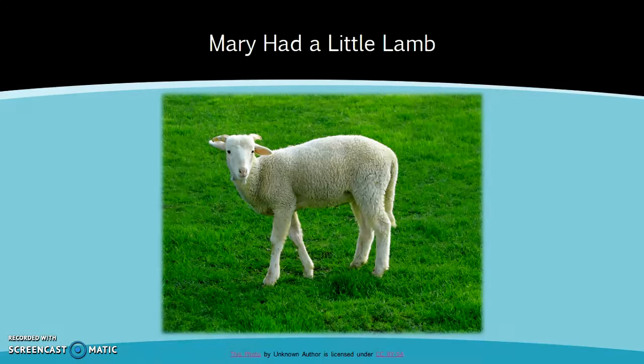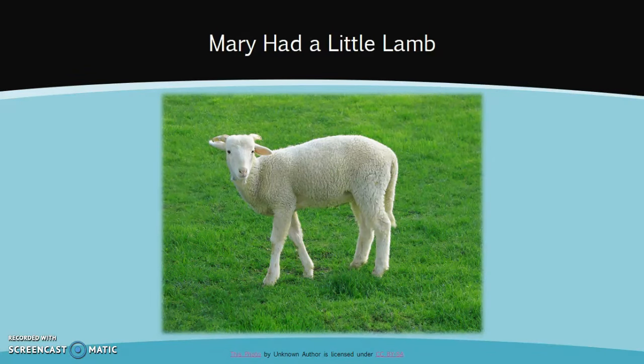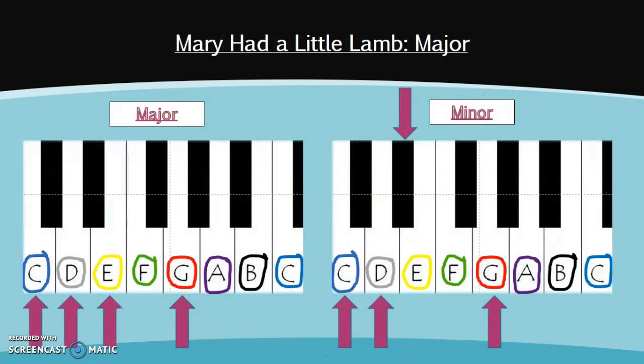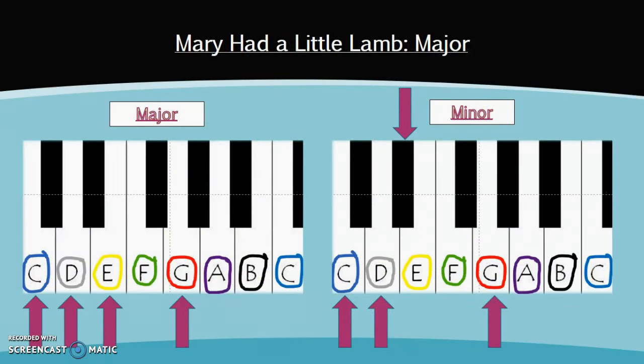Mary Had a Little Lamb uses the notes that we learned about previously on the piano. On our slide to the left we see major, and it uses blue C, gray D, yellow E, and red G. However, if I substitute one of those notes, in this case yellow E, to that black key on the right that the arrow is pointing to, let's listen to how the song changes.